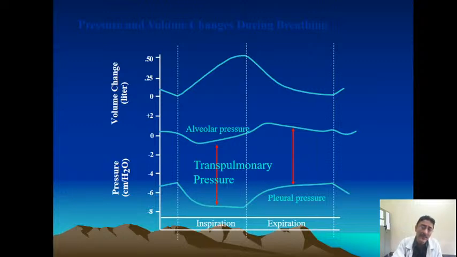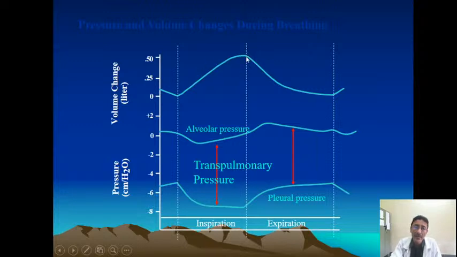As a result of the pressure difference, air flows from a higher pressure to a lower pressure. So air enters the alveoli. When the air enters, the alveoli are filled with air, and their volume increases from nearly zero. It's not exactly zero, because some air is still left in the alveoli, so it rises up and reaches around 500 ml. This is the tidal volume.